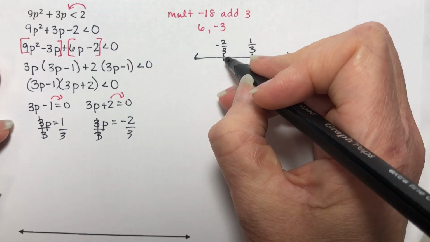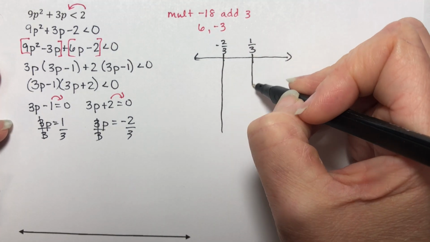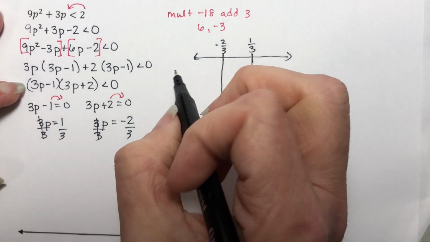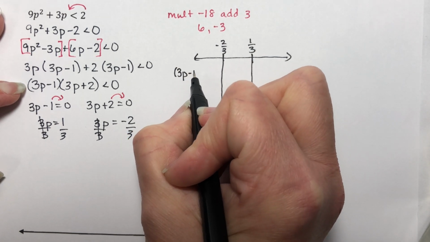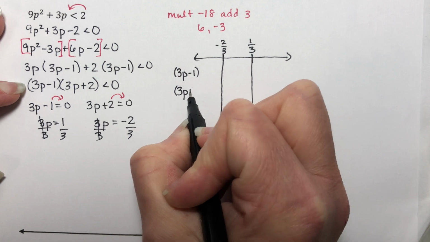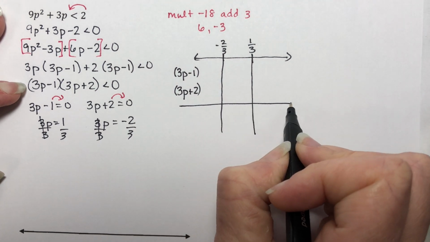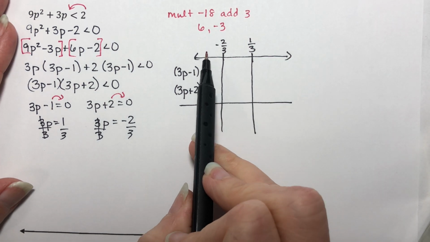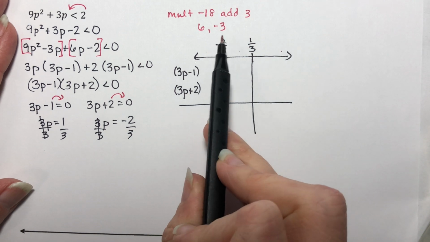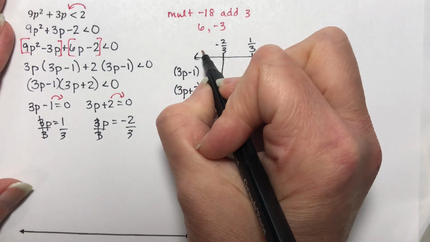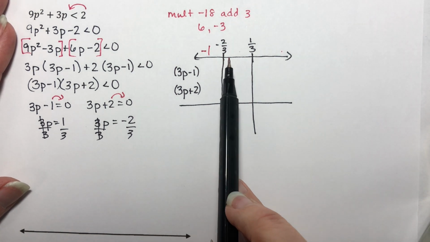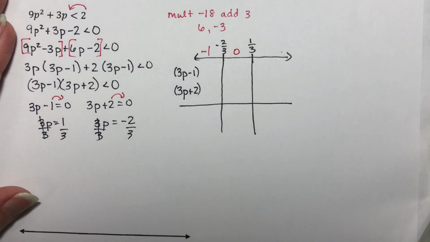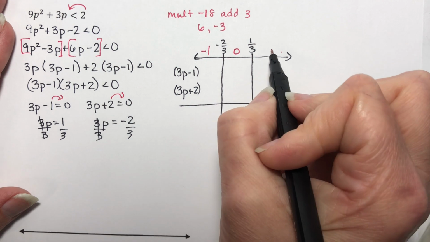Okay, now extend these down so you have a chart. Okay, now over here, I'm going to put these factors right here. And now I just need to find some test numbers. So I need a number in this region, and this region. I need a number smaller than negative 2/3. Well, negative 1 works. I need a number between negative 2/3 and 1/3. Well, I have a negative and a positive, therefore there is a 0 between them. And I need a number larger than 1/3, and I can use 1 for that.